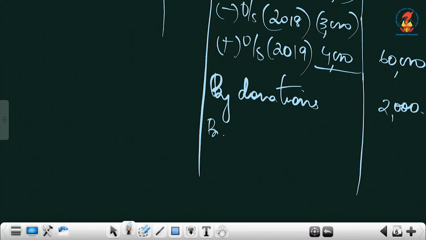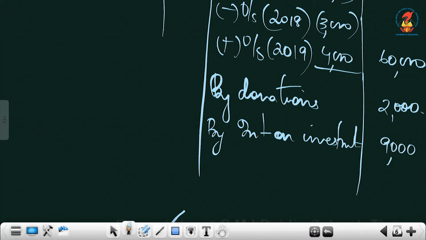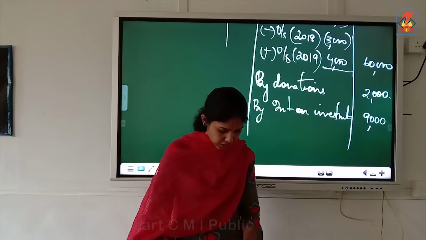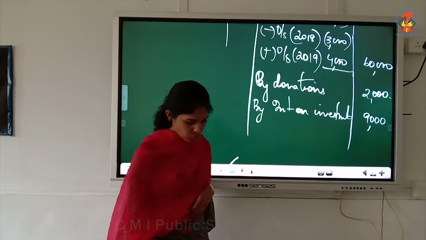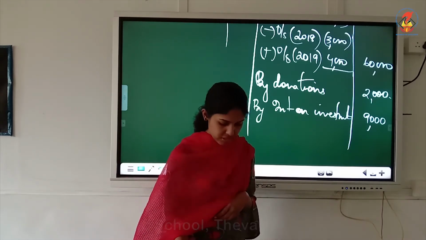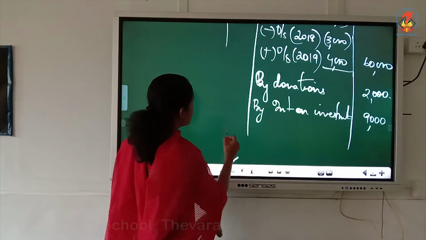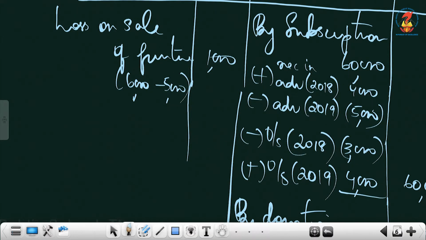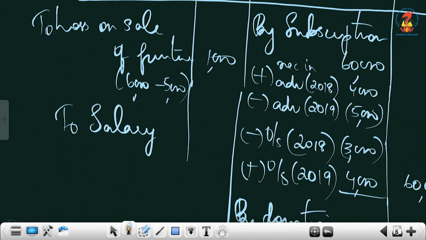Interest on investment, or income on investments, is recurring in nature. So interest on investment, 9,000. Then on the payment side we have salary. Do we have any adjustment for that? No, only subscription has an adjustment. Okay, so here we will record to the expenditure side, we have to write salary 30,000.